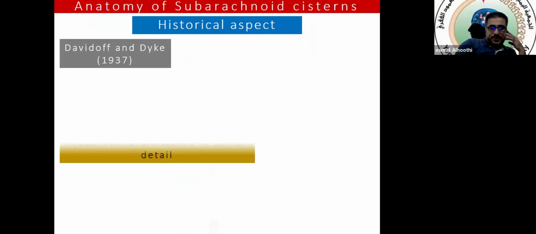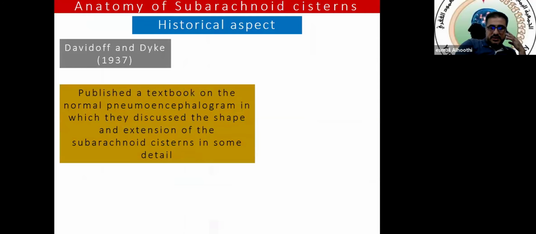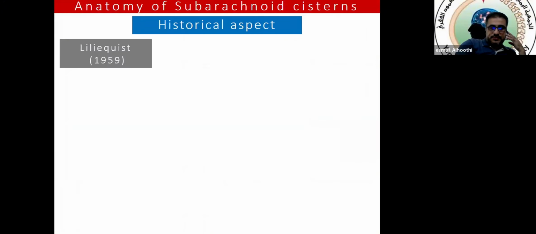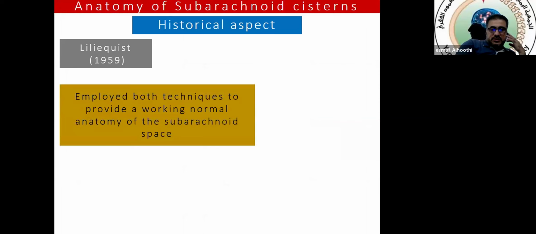Davidoff and Dyke also published a textbook on the normal pneumoencephalogram, in which they discussed the shape and extension of the subarachnoid cisterns in some detail. Liliequist employed both techniques to provide a working normal anatomy of the subarachnoid space.